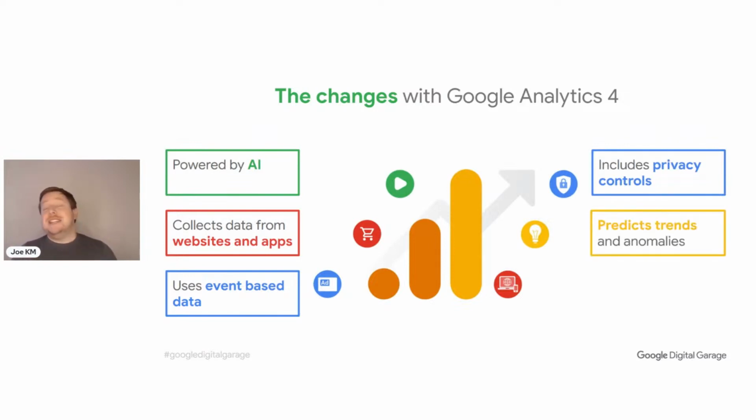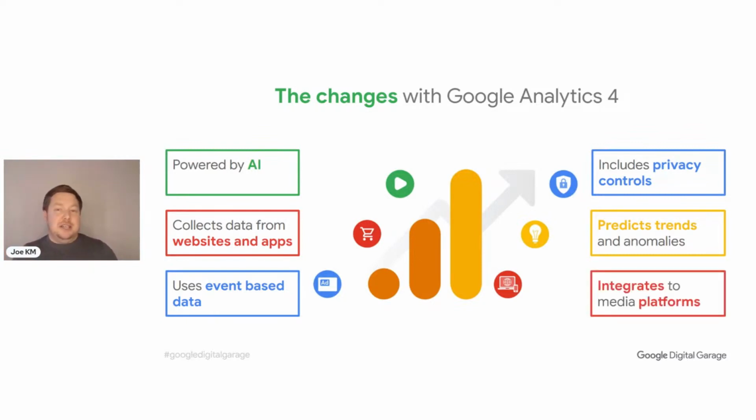It predicts trends and abnormalities. So, for example, if something does go awry, it can see that's an abnormality. We'll ignore that as opposed to counting it as a detriment to your business in, say, analytics. And it integrates into media platforms better. So all of a sudden, when we're looking at this, it means that this version of Google Analytics is a newer, bigger, more powerful version.